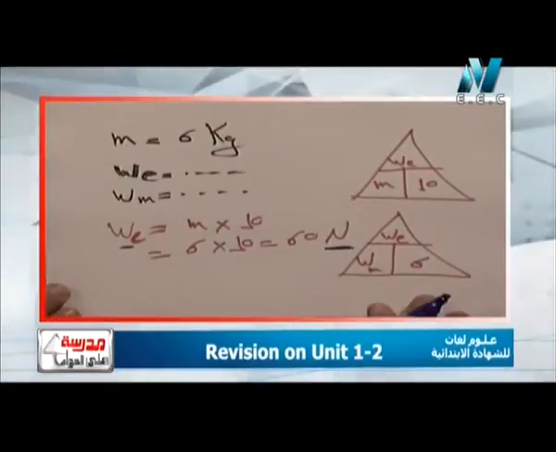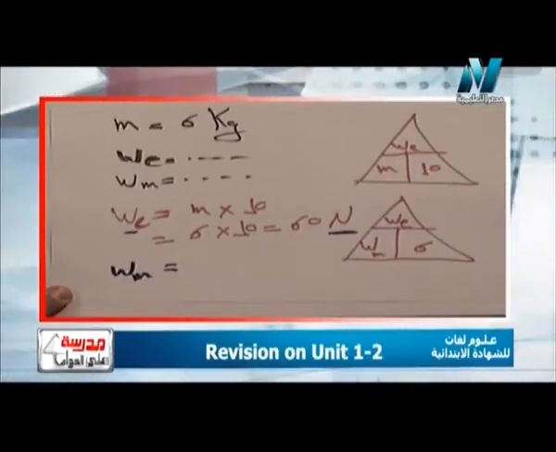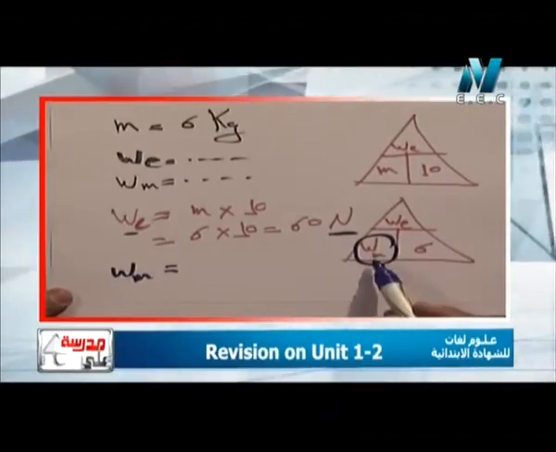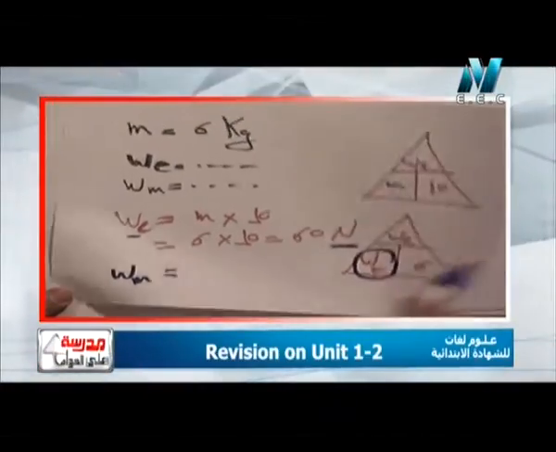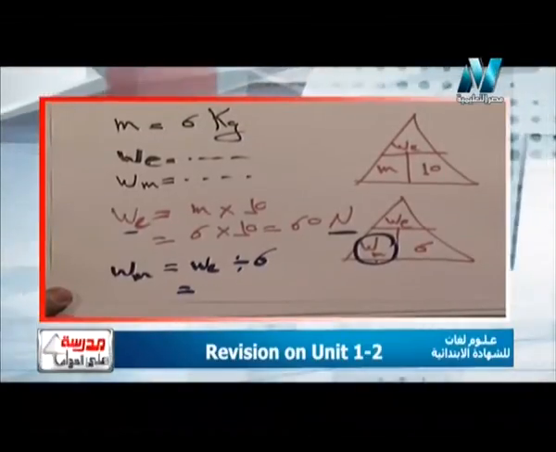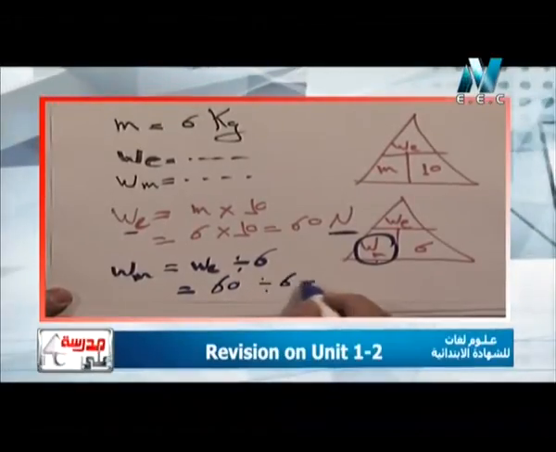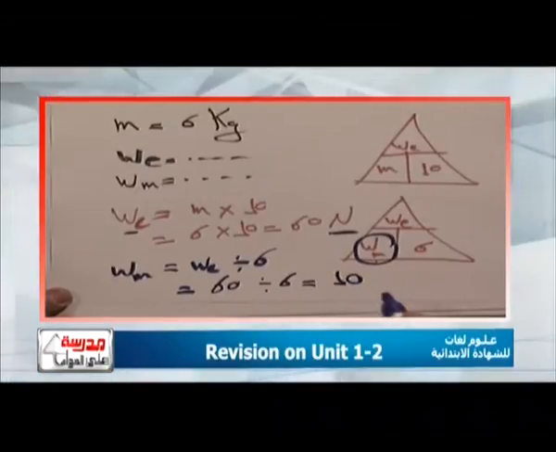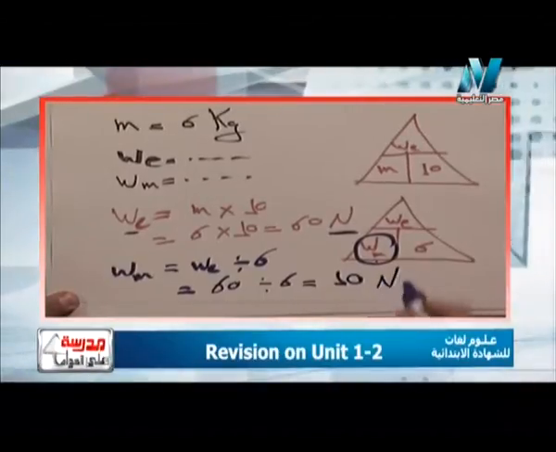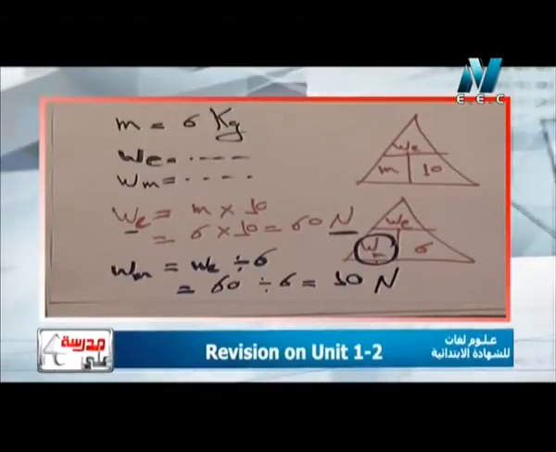So what about the weight on the Moon? I need to choose the second rule or the first rule. Surely, the weight on the Moon is from the second rule. Weight on the Moon equals weight on the Earth divided by 6. So it will be weight on the Earth, 60 Newton, as we have found a while ago, divided by 6 equals 10. 10 what? 10 Newton.